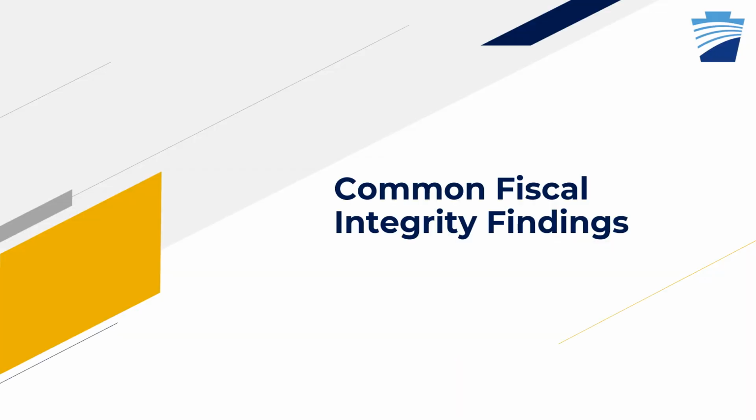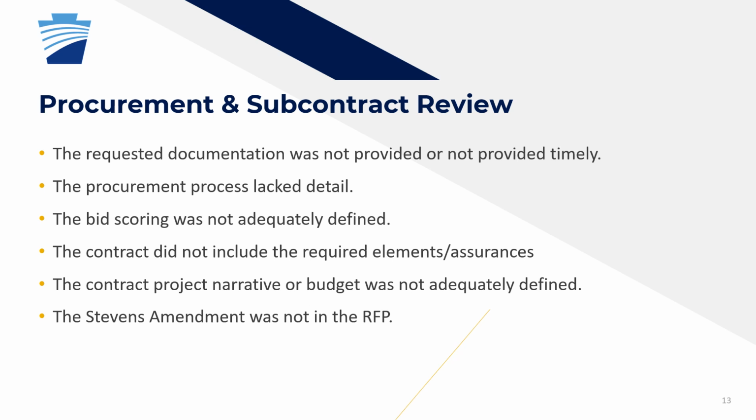Next, let's discuss common fiscal integrity findings. These are also going to be broken out in the general categories found on BWGA Oversight's monitoring tools. First, the procurement and subcontract review. As I mentioned during the last section, one of our most common findings is that the requested documentation was not provided or not provided timely. However, the rest of the items listed are also pretty commonly found.